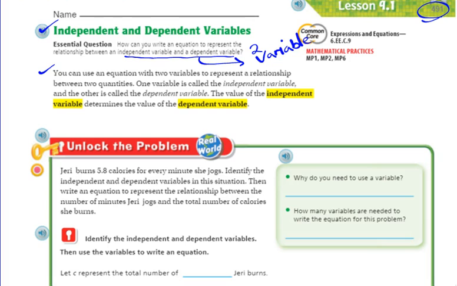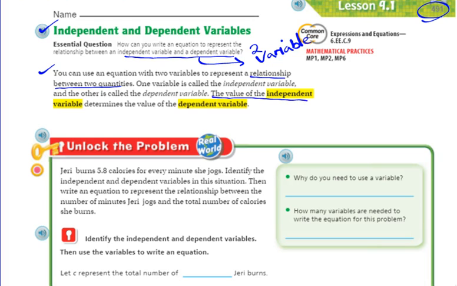All right, so what I'd like to underline there is the fact that we are going to be looking at a relationship between two quantities, and these will usually be unknown quantities. Therefore, you would need two variables. One variable is called the independent variable, and the other is called the dependent variable. The value of the independent variable determines the value of the dependent variable.